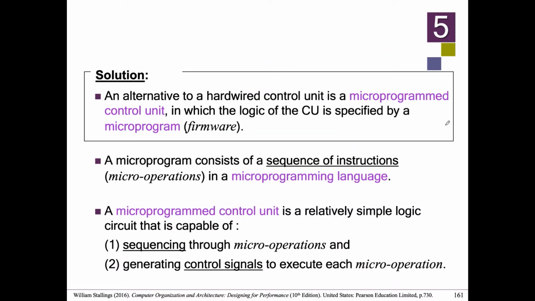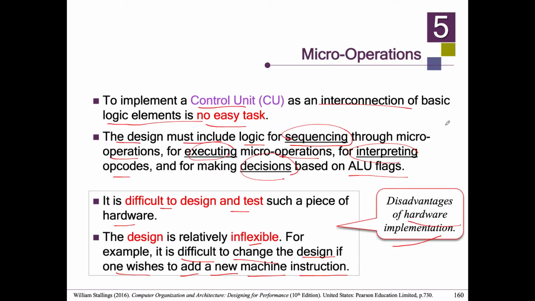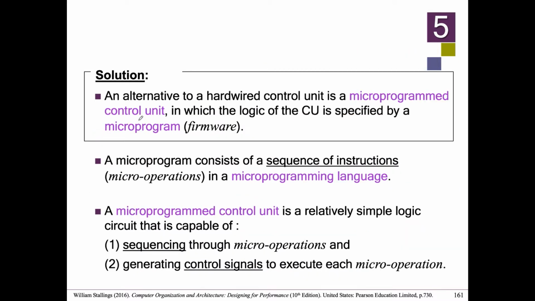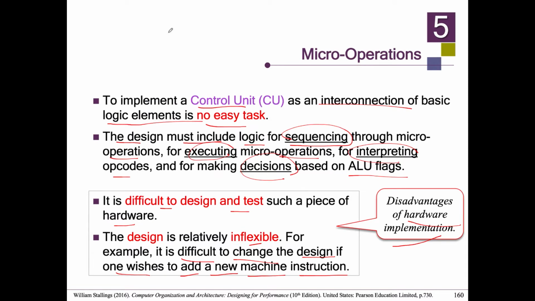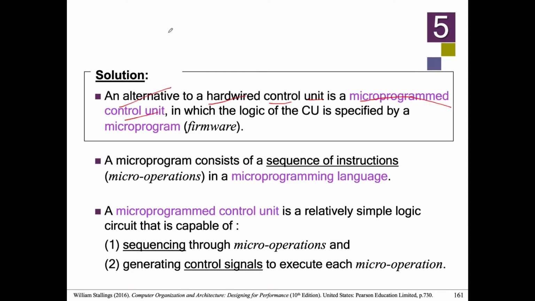Throughout the problem or disadvantages that occur, an alternative to a hardwired control unit is a microprogram control unit. Because you want to avoid using the hardware implementation, because you want to reduce the needs of your components, or maybe you don't want to change it, the design is very hard, right?